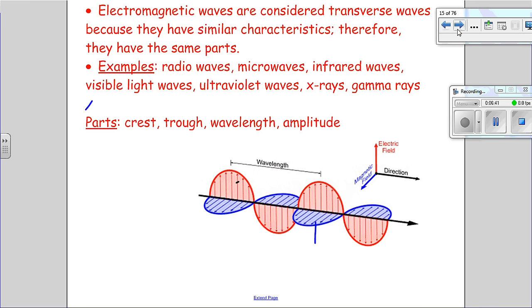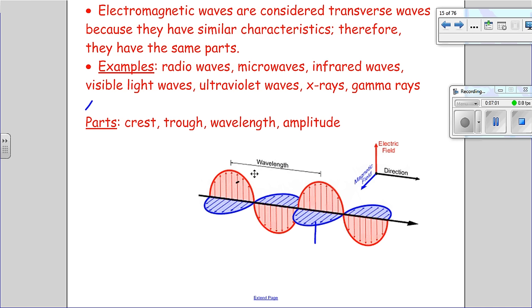Now, electromagnetic waves are considered transverse because they have the same shape as a transverse wave, which means they have a crest, they have a trough, they have a wavelength. They have some of the same parts that a transverse wave would have. So they have the same shape. And if you look down here at this shape, you'll see how it has that same shape as a transverse wave.